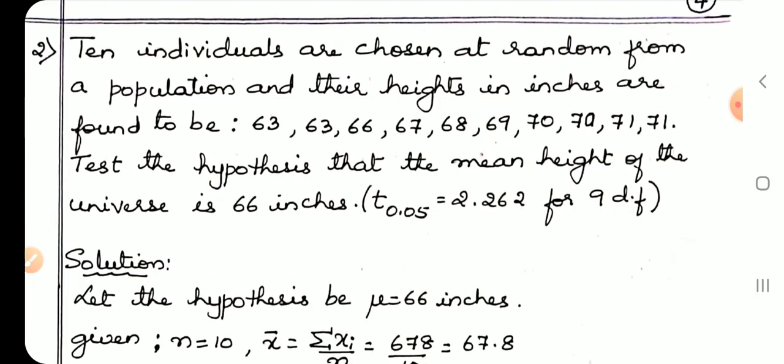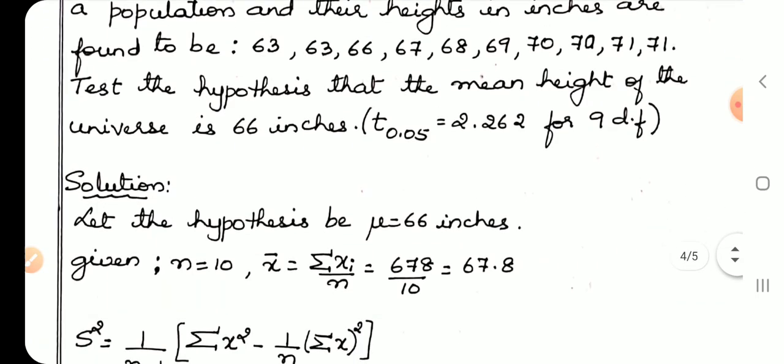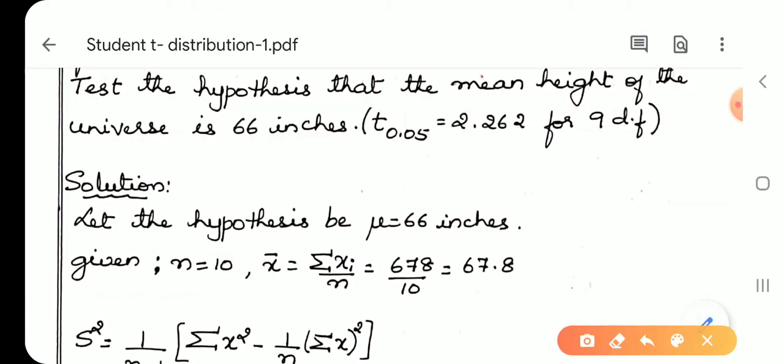Whether we have to test here whether what they have said can be accepted or rejected. So let us first formulate the hypothesis. Let the hypothesis be, let us take what they have said is true: mu is equal to 66 inches. So n is 10.